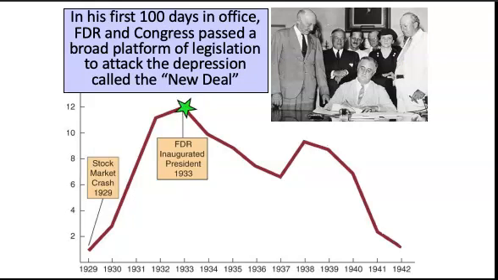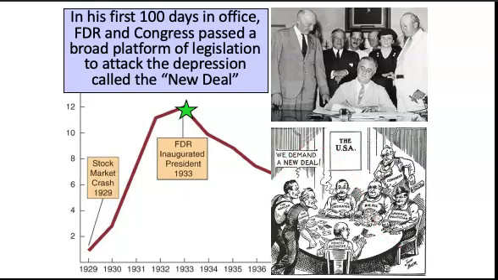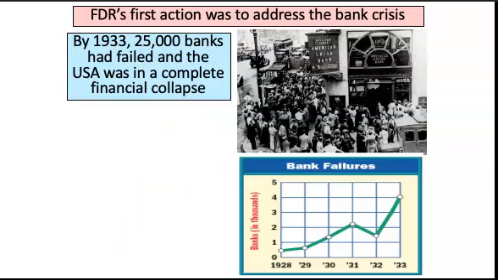In his first 100 days in office, FDR and Congress passed a broad platform of legislation to attack the Depression called the New Deal. The first action that he really takes as part of this New Deal was to address the banking crisis. By 1933, 25,000 banks had failed across the country, and the U.S. was in a complete financial collapse. Most of this, as you remember from last time, was because of runs on different banks.